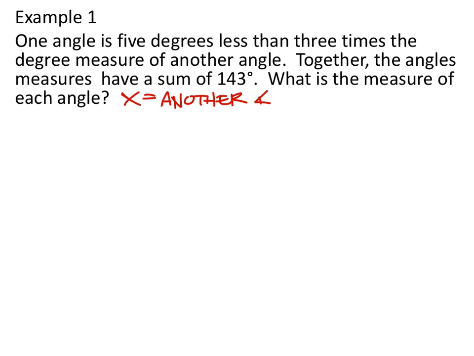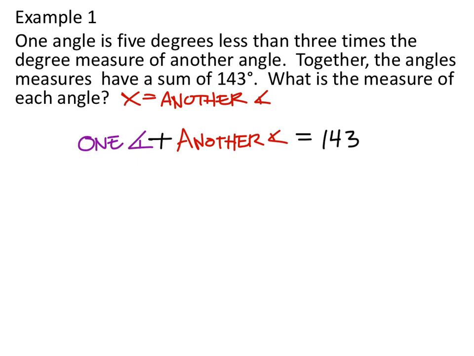Together, the angle measures have a sum of 143 degrees. What is the measure of each angle? So we have two angles to compare on this. I have one angle, and then I have some other angle, so another angle. And that second sentence says, if I take the sum of those, then I get 143 degrees.